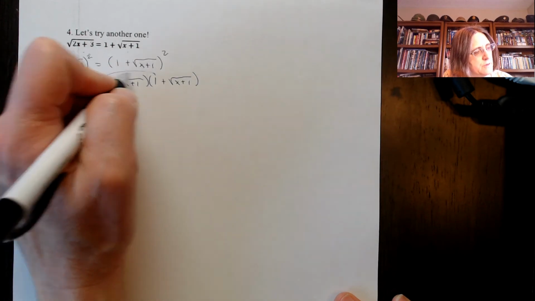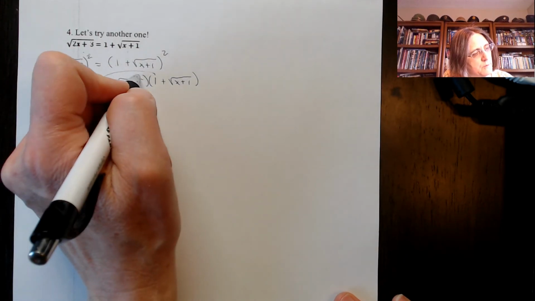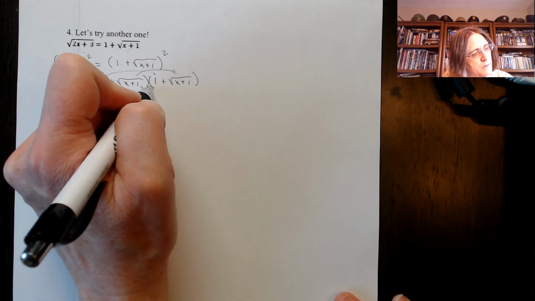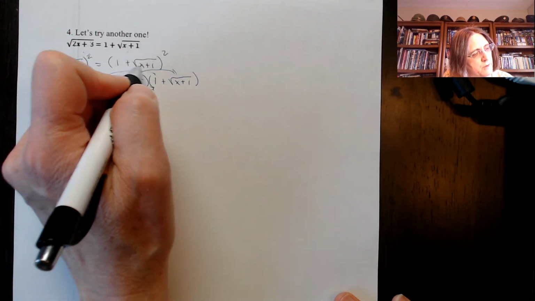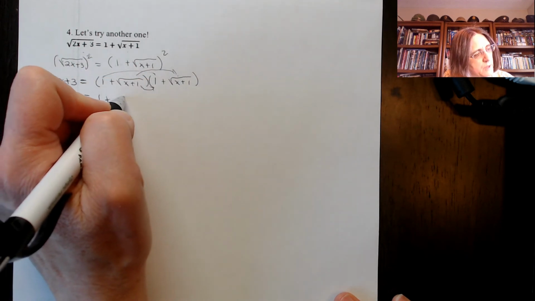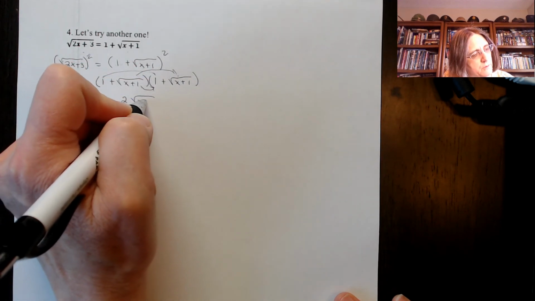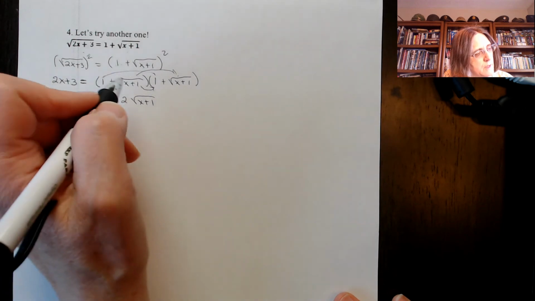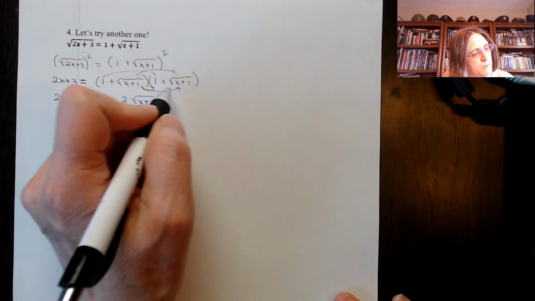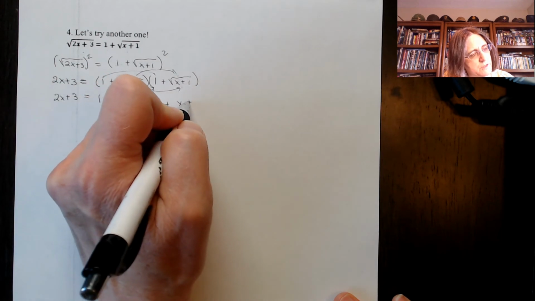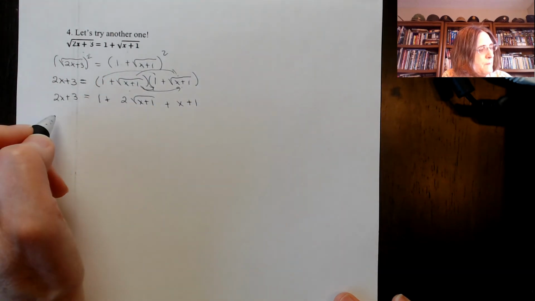So first, 1 times 1 is 1, and then we have our outer and our inner, which are both the same. They're both root 1 times root x plus 1, and we have 2 of them, so I have 2 root x plus 1. And then last, we take root x plus 1 times root x plus 1, which is just x plus 1.